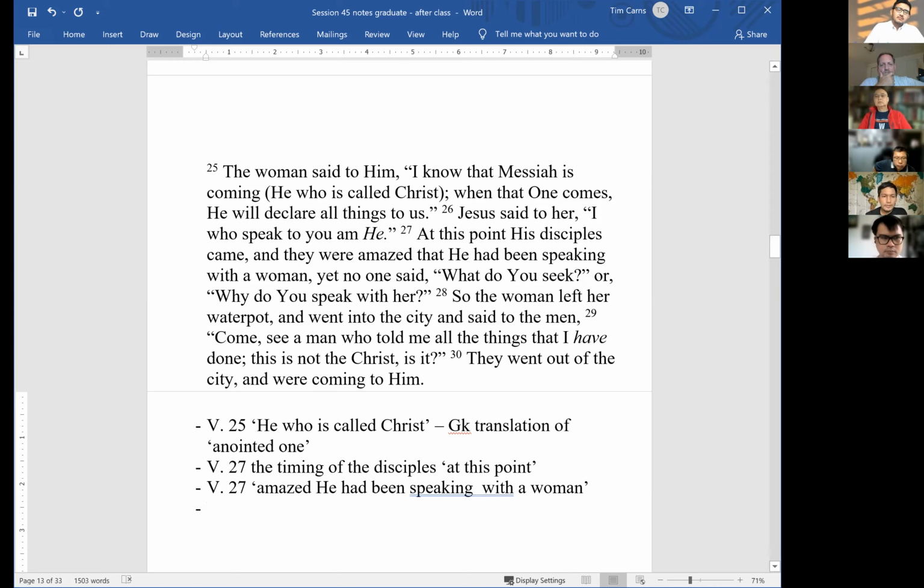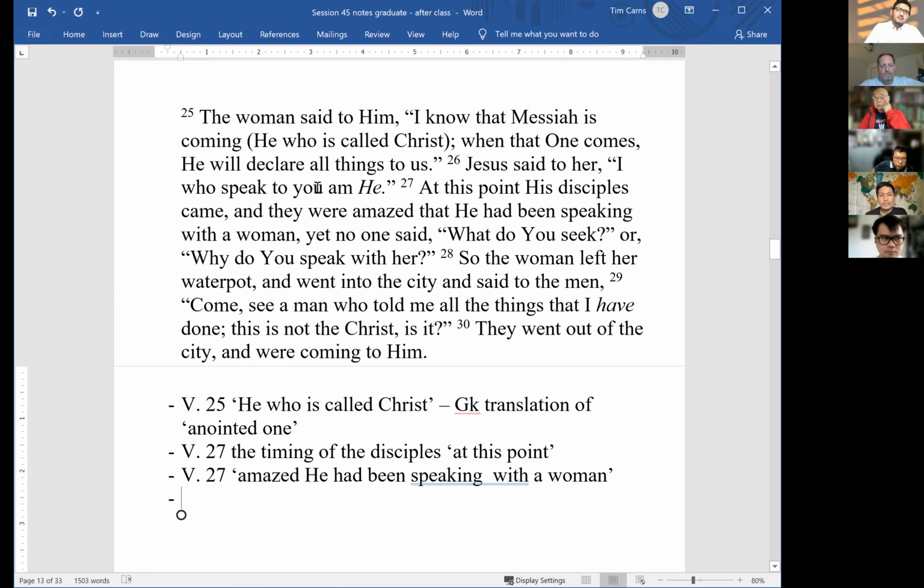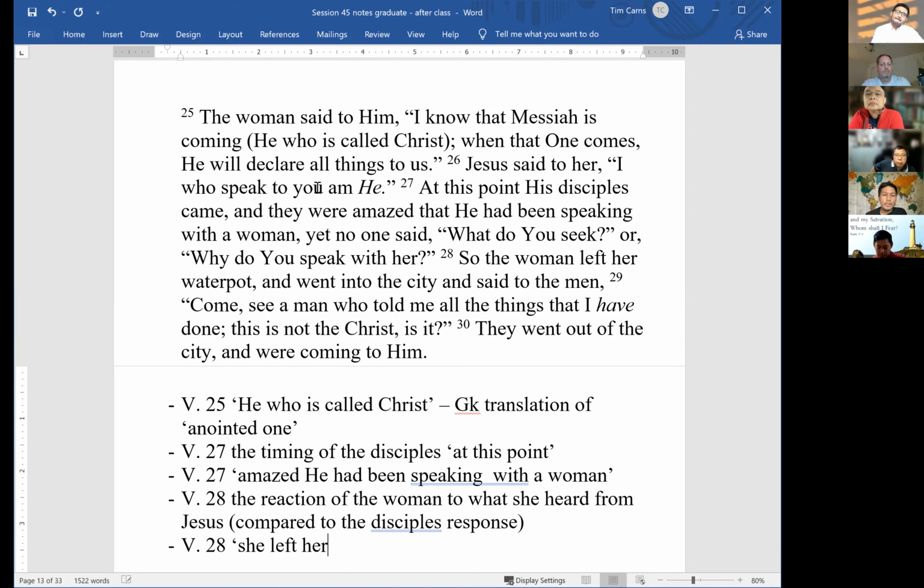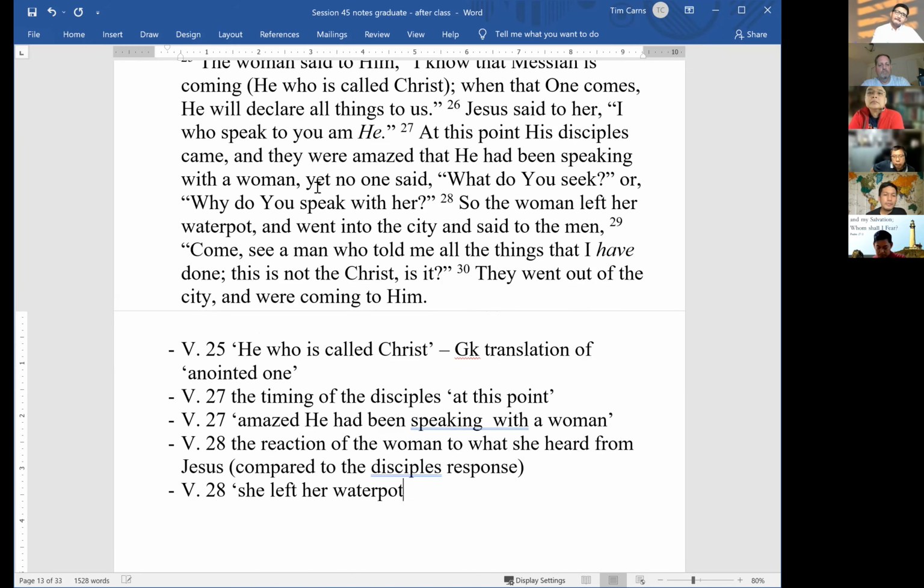Anything else, Jason, that seems significant to the story here from the narrator? The reaction of the woman, Pastor, in verse 28. Again, this is the contrast of the woman's reaction to what she heard from Jesus versus the prevailing perception of the disciples. The woman left her water pot, and then she testified about Jesus Christ. So there's the comparison between the perspective and the reaction of the woman.